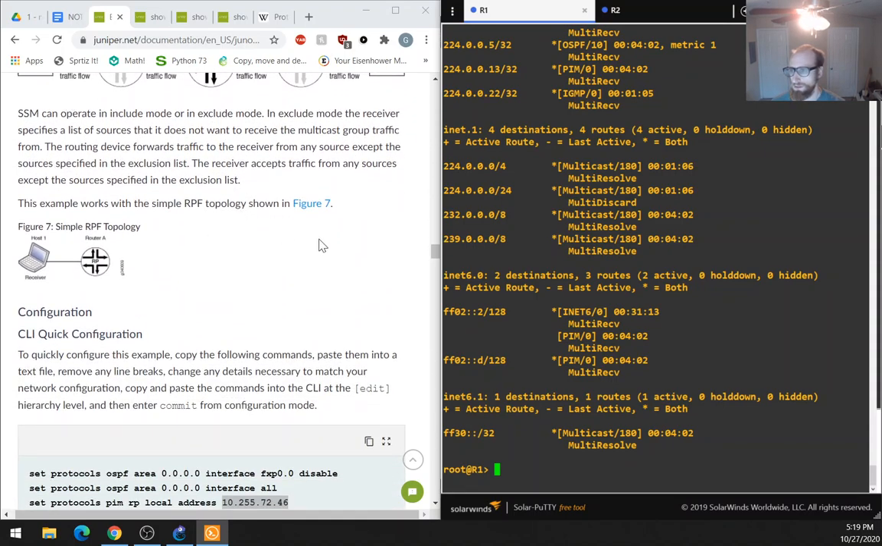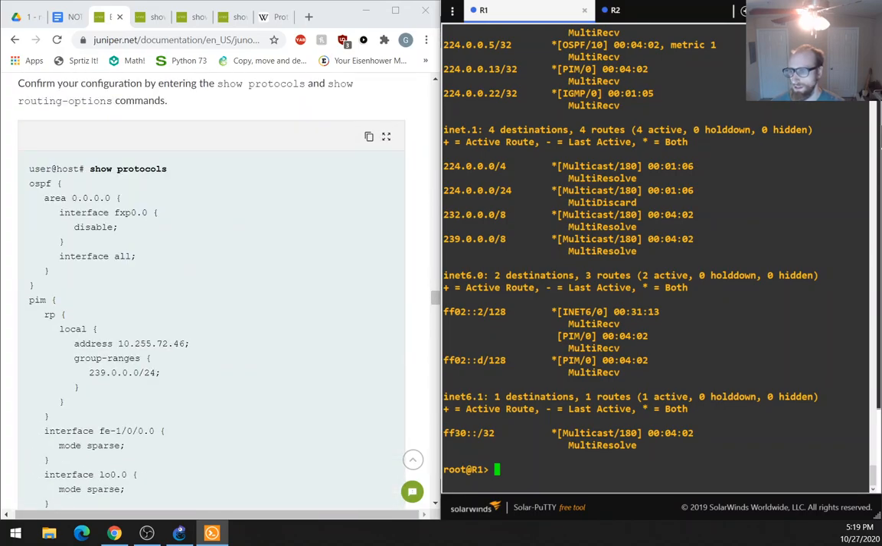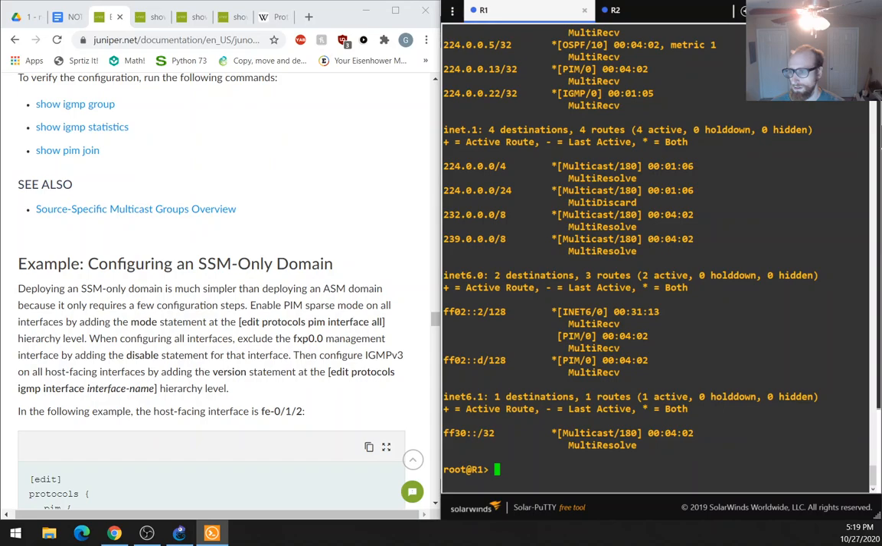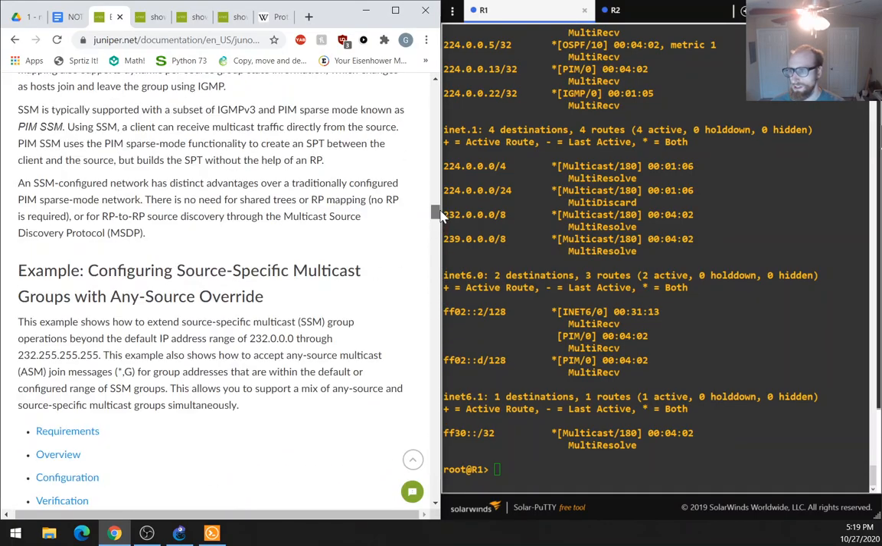I'm kind of tempted to read this. Let's read that before moving on to the next one, because okay, so here's SSM only, and this one is any source override.